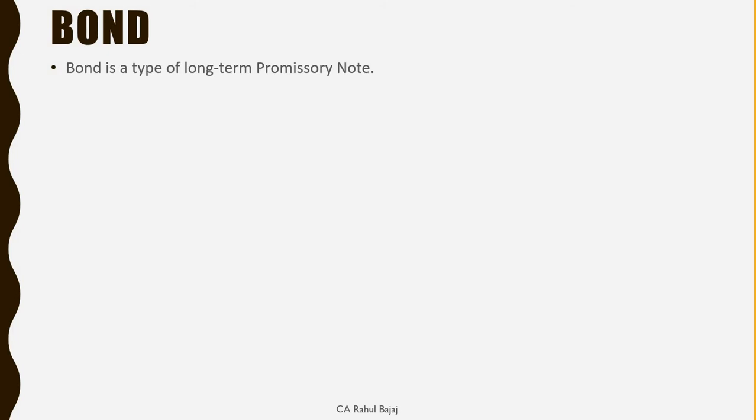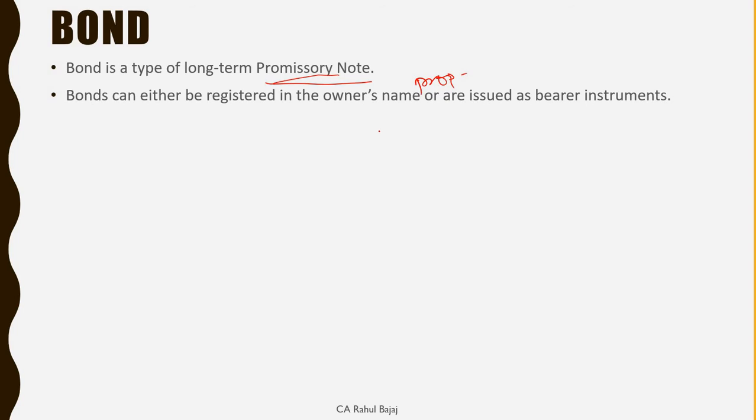Next concept, bond. It is not Bond 007, James Bond. A bond is a typical long-term promissory note. Promissory note means a promise to pay. We will not go into technical terms, we'll just understand the concept.